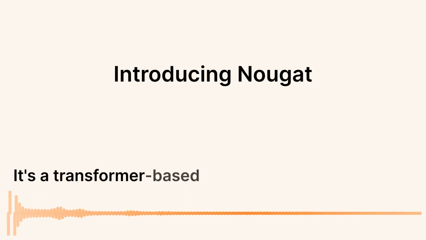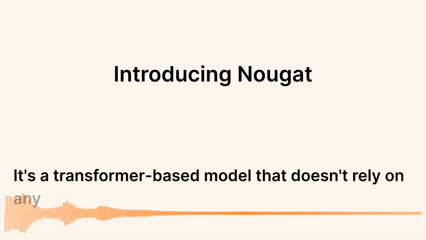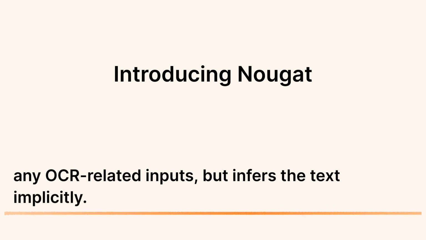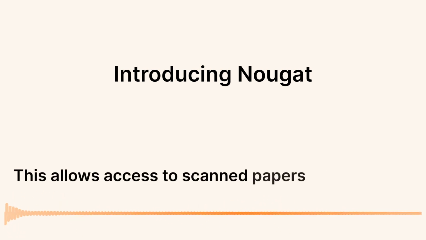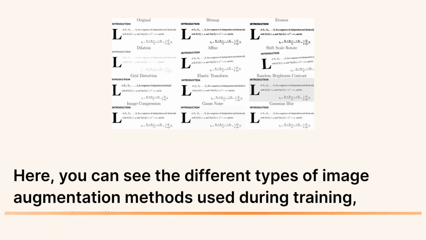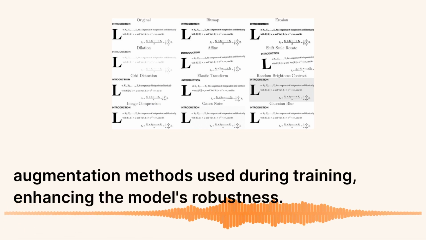It's a transformer-based model that doesn't rely on any OCR-related inputs, but infers the text implicitly. This allows access to scanned papers and books. Here, you can see the different types of image augmentation methods used during training, enhancing the model's robustness.